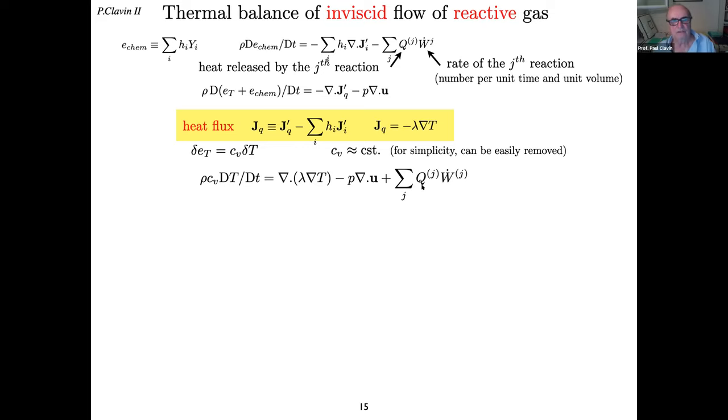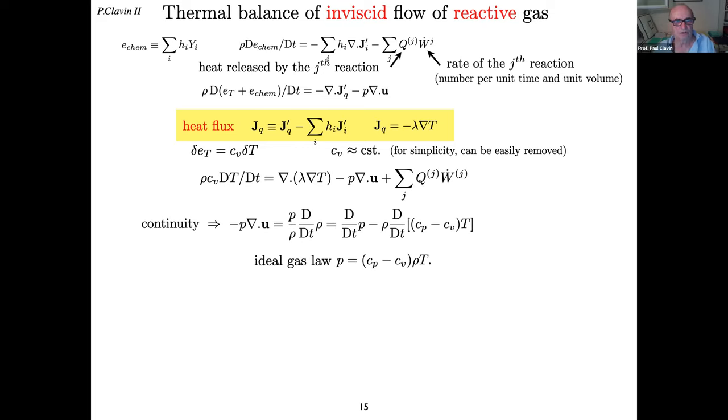for the equation for the temperature. Now you can use the continuity equation, that is the conservation of mass. If you multiply the conservation of mass by the pressure, you obtain this term, P divergence, which can be written in the form P multiplied by D over Dt of rho, divided by rho.